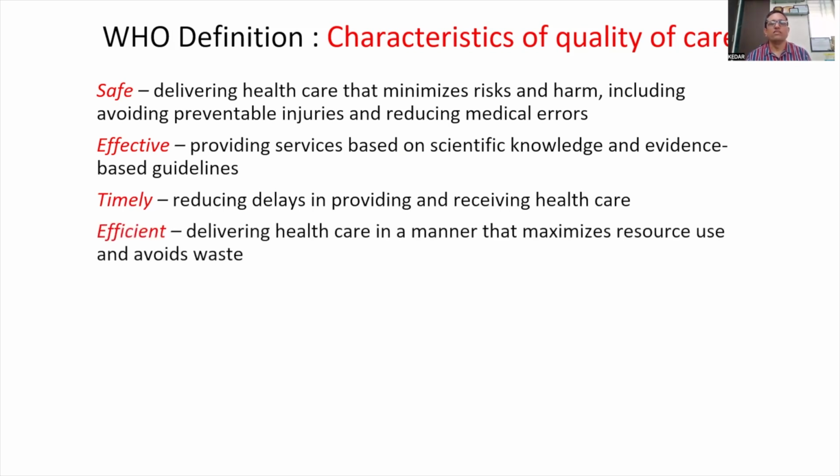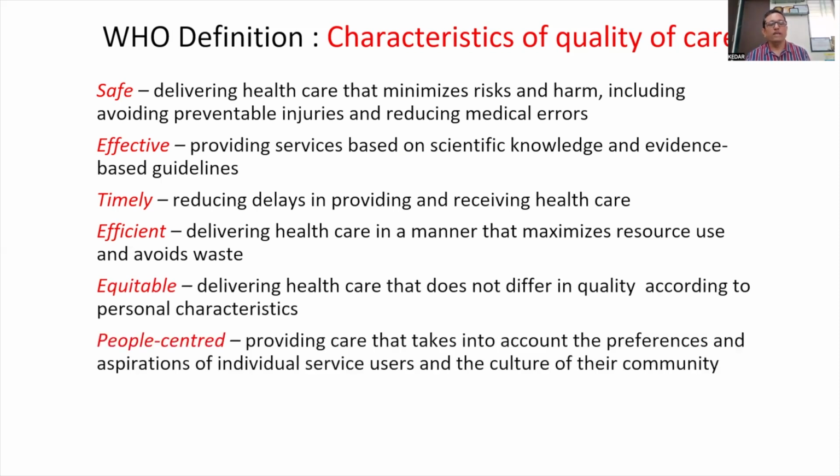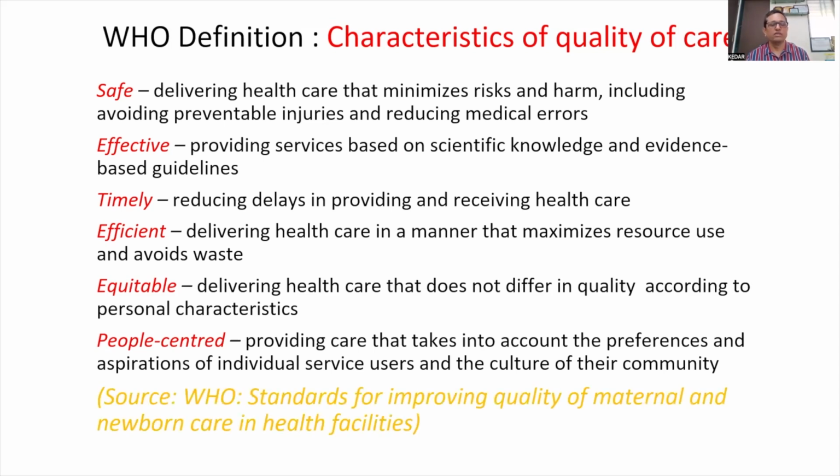Efficient, delivering healthcare in a manner that maximizes resource use and avoids wastages. So, reducing waste is also a quality. Equitable, delivering healthcare that does not differ in quality according to personal characteristics like caste, creed, religion, color, socioeconomic status. And people-centered, that is providing care that takes into account the preferences and aspirations of individual service users and the culture of their community. So these are the 6 domains of quality of care.